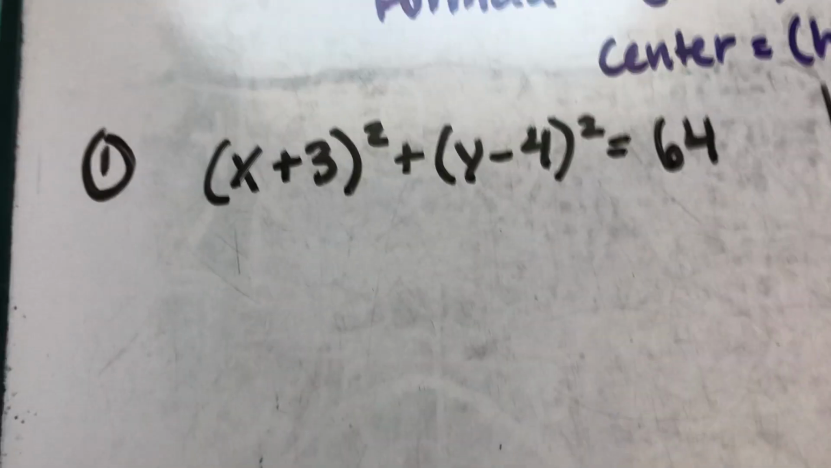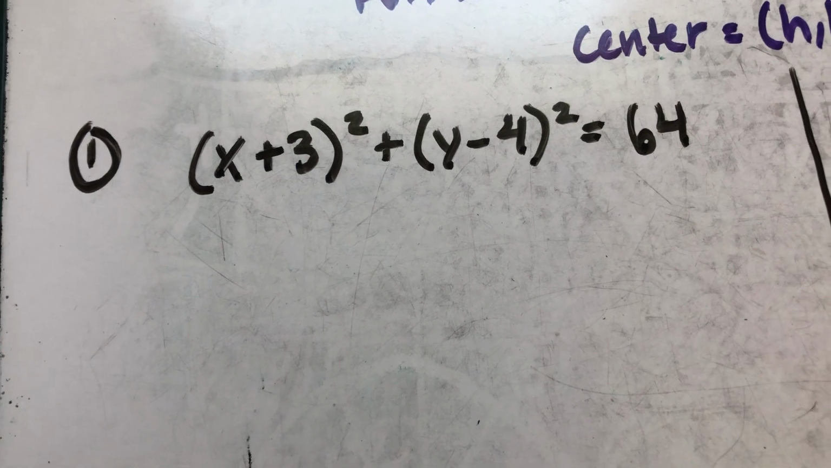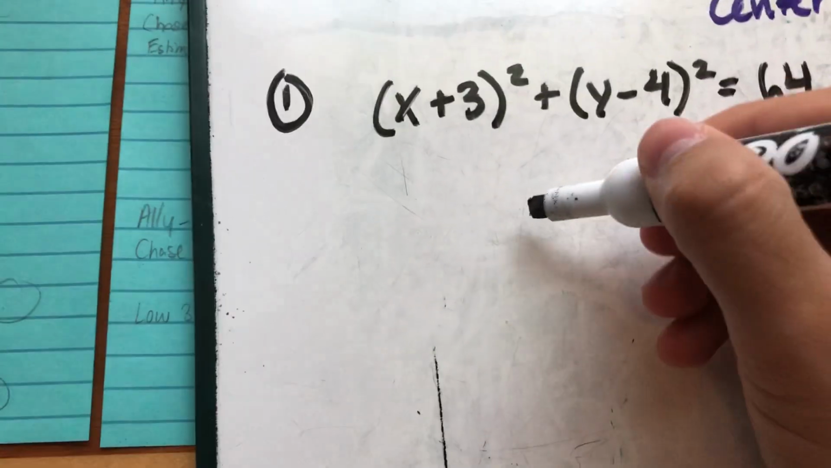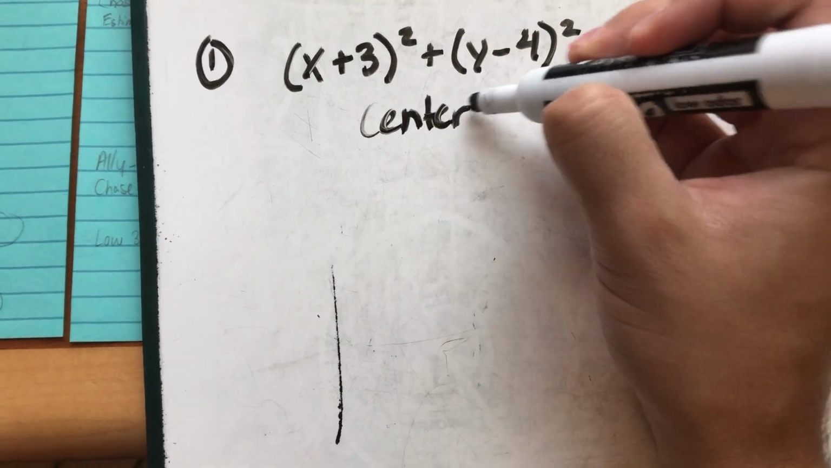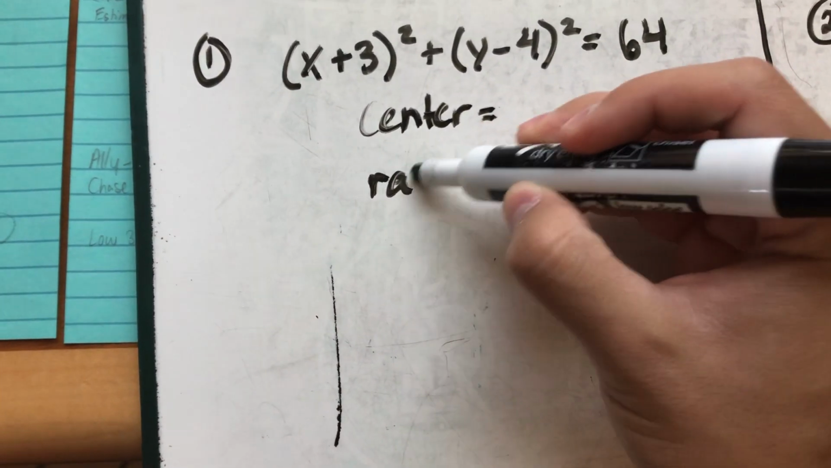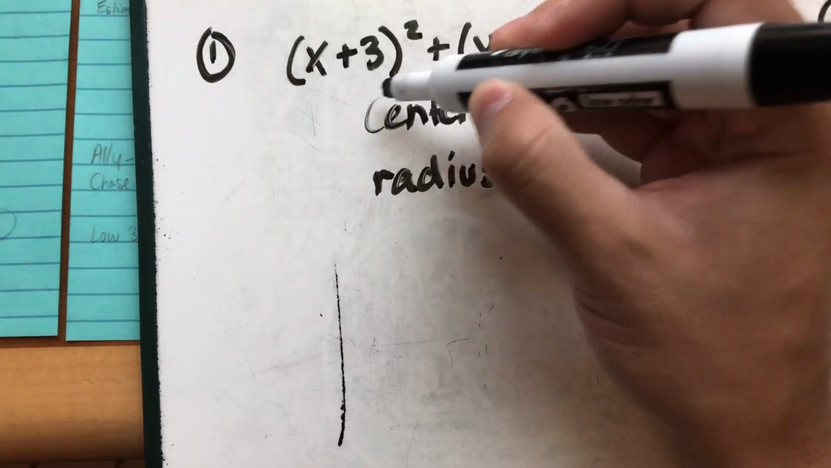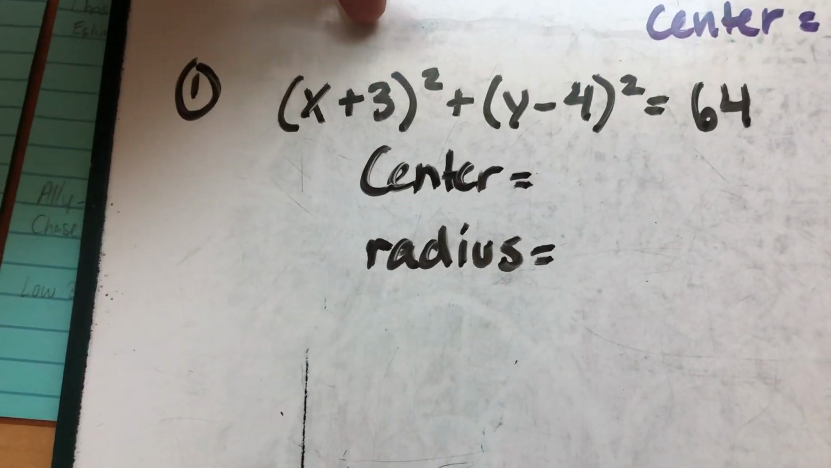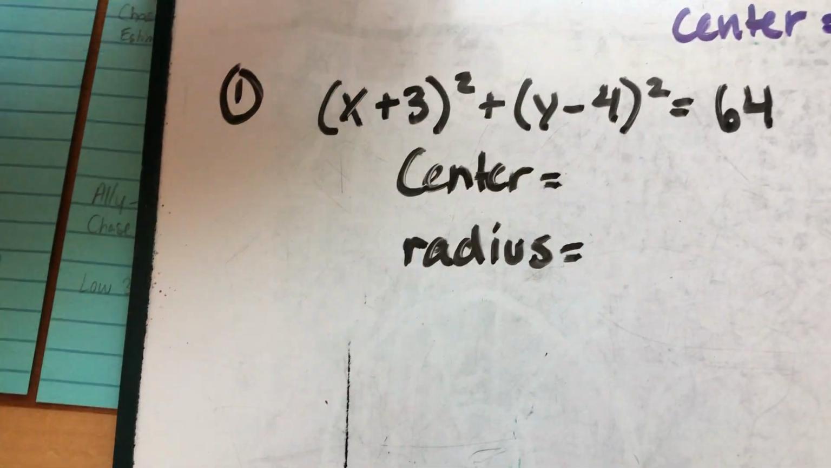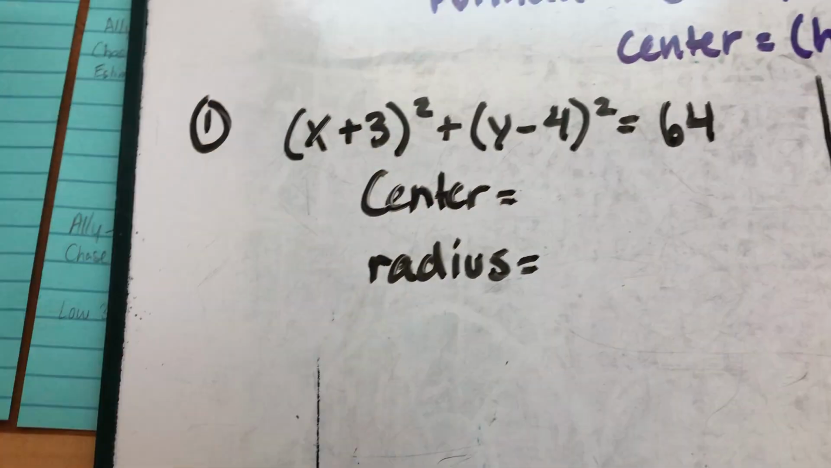All right, so looking at this, all I want to find out is the center and the radius. So I'm just going to write that down real quick: center and radius. And that is what you're going to have to do in your assignment. Looking at this, we have a positive 3 here and a negative 4. This is what's going to represent the center, but you have to be careful.